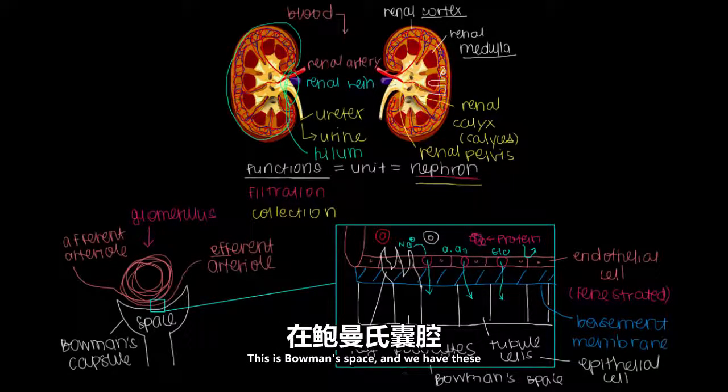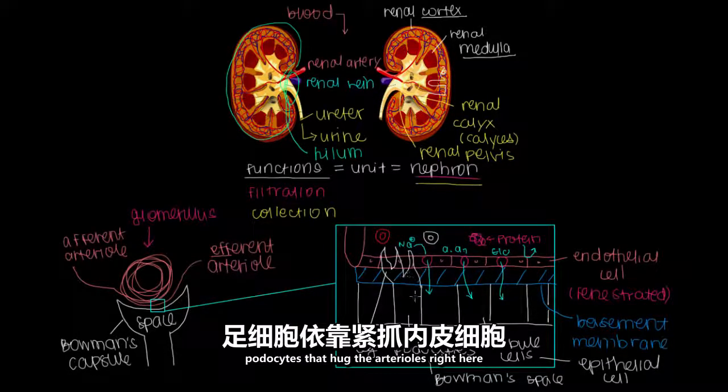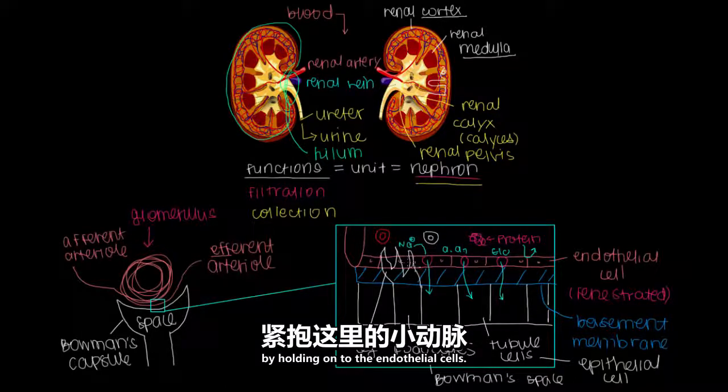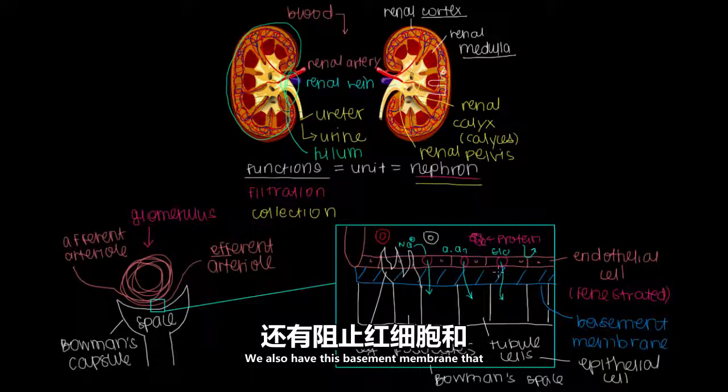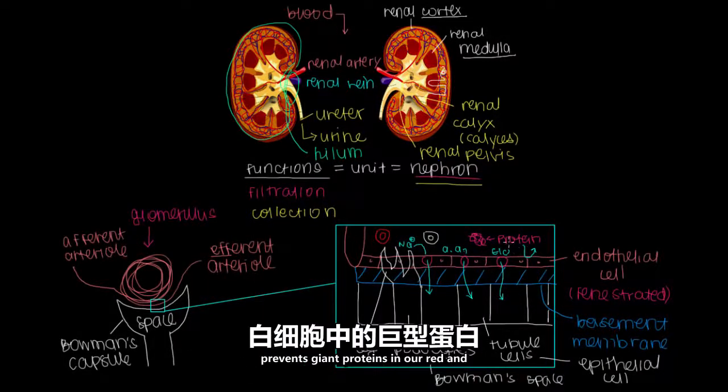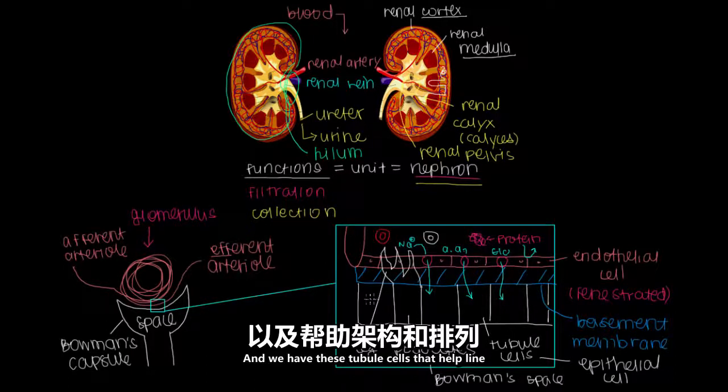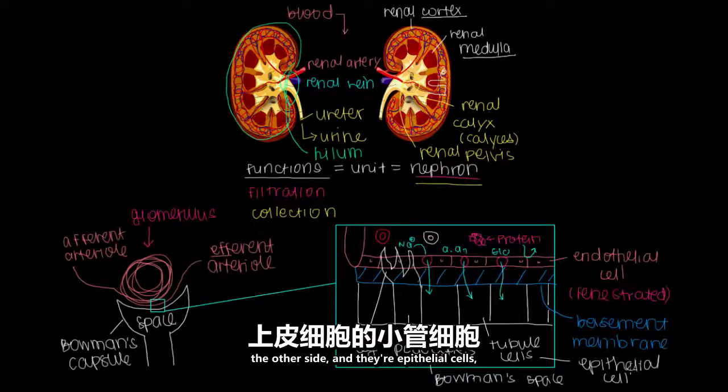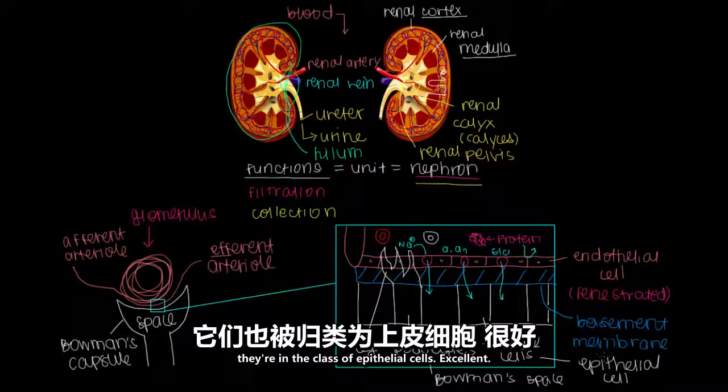So this is Bowman's space, and we have these podocytes that hug the arterioles right here by holding on to the endothelial cells, and we also have this basement membrane that prevents giant proteins and our red and white blood cells from leaking through, and we have these tubule cells that help line the other side, and they're epithelial cells. They're in the class of epithelial cells.